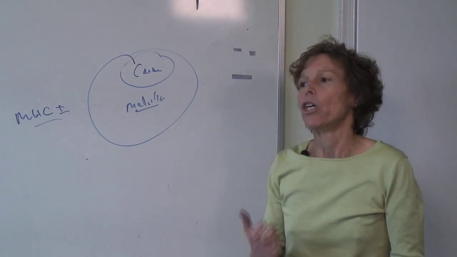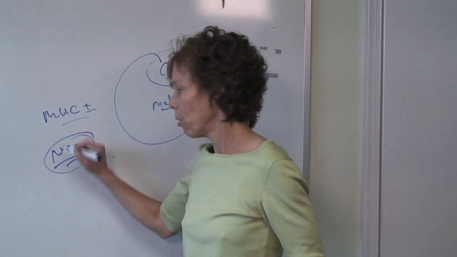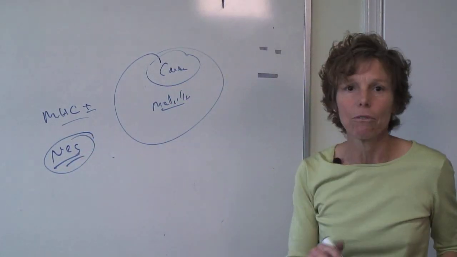You're out of the pool. You had too much reactivity. You could potentially attack your own. So they call that negative selection.